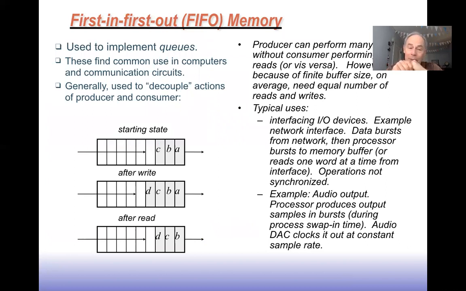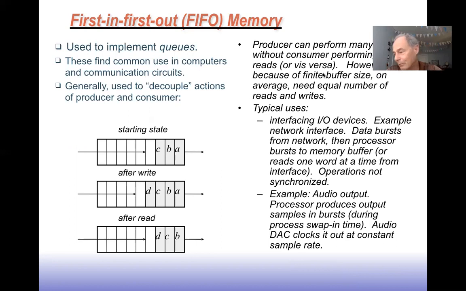It finds common use in computer systems and communication circuits because it gives us a way to decouple the actions of a producer and a consumer. The producer, which is producing data, can perform many actions that produce lots of data without the consumer performing any reads, or vice versa. Right. So it does a rate matching between a producer of data and a consumer of data. They don't have to work in exact synchrony.